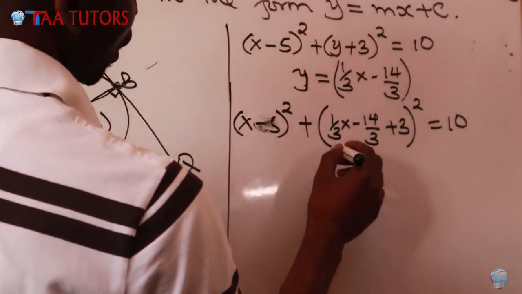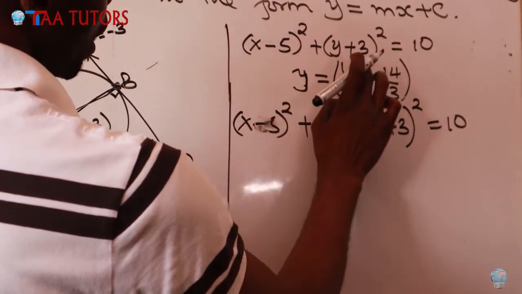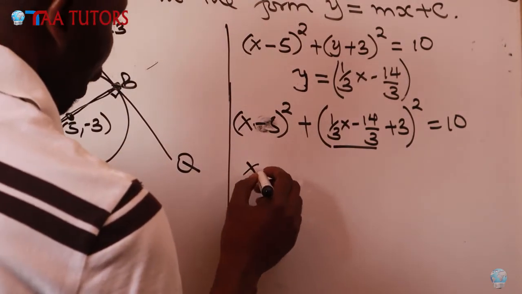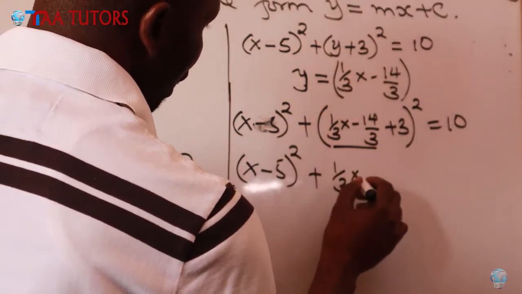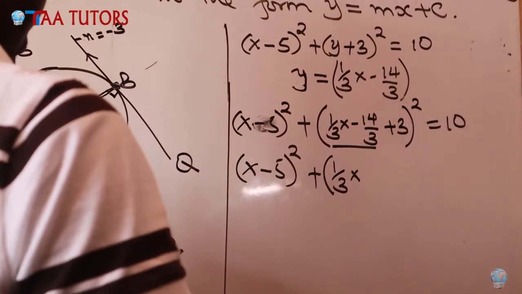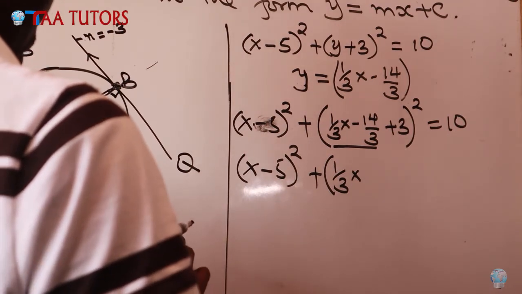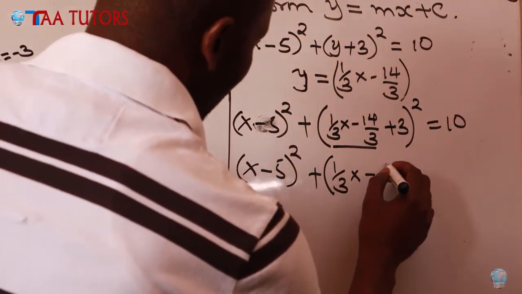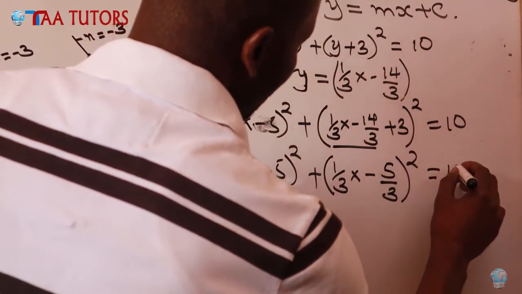What I've simply done is to take this part for y, then plus 3, which is added to y on the other side. So what we are going to do here is (x - 5)^2 + (1/3 x - 14/3 + 3)^2, where the constant part, negative 14 over 3 plus 3, is negative 5 over 3, all squared equals 10.